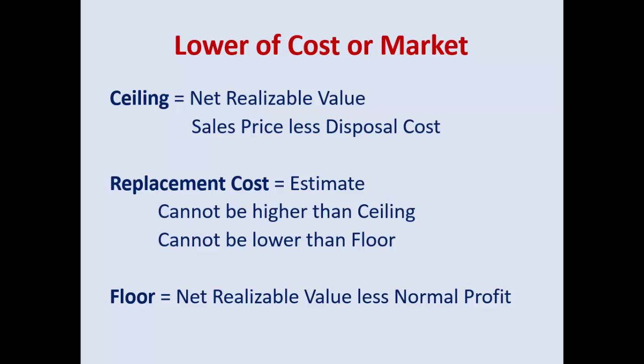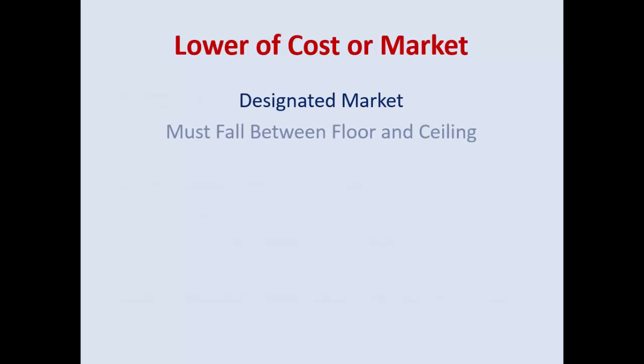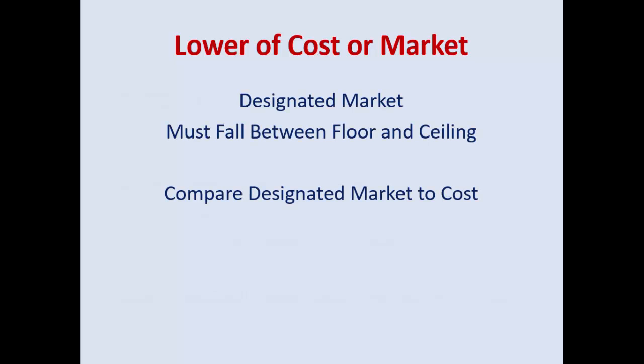Now, it's a little confusing because it says it cannot be higher than the ceiling or the floor. What we're talking about is the designated market cannot be higher than the ceiling or the floor. But when you're looking at the numbers, these three numbers, sometimes replacement cost given will be higher than both your ceiling or the floor, or it could be lower. You're simply going to take the middle of these three numbers, whatever that is your designated market. Okay. It must fall between the floor and the ceiling.